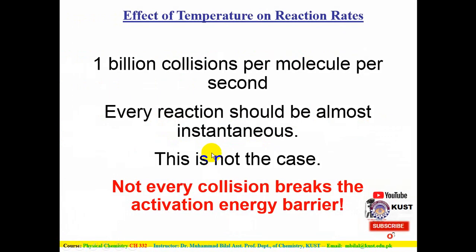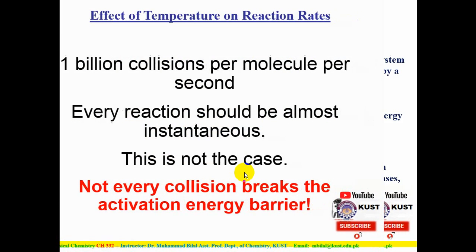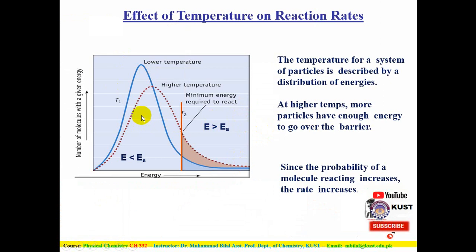As we know, there are a billion collisions taking place between molecules per second. Now each collision is not fruitful. Some fraction of collisions will be able to convert the reactant into the product side. Here we discuss the distribution of energy of molecules at different temperatures. As we know, this is the lower temperature and this is the higher temperature energy distribution profile of molecules.